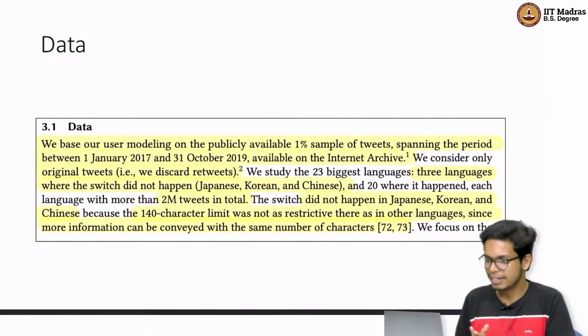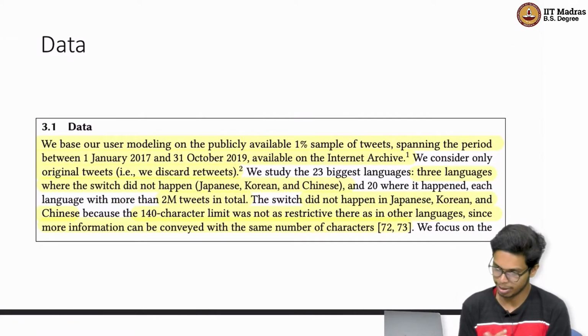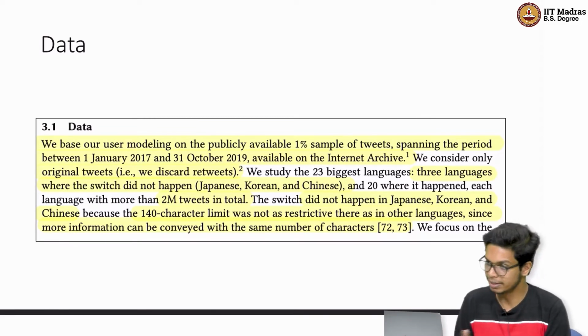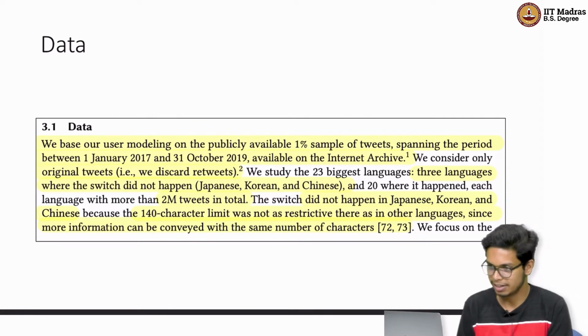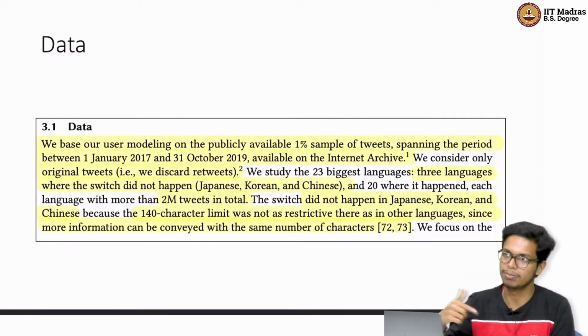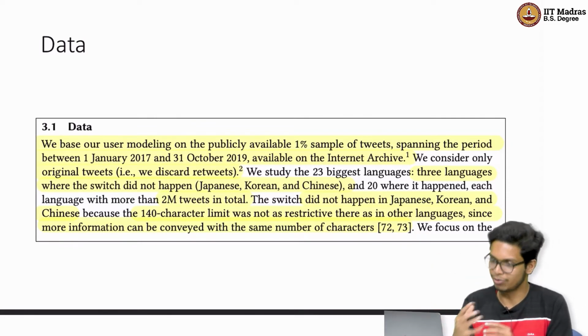So concerning the data used by the researchers of this paper, they collected the public dump of 1% sample tweets from the sample API between the period 1st January to 31st October 2019. And if you see, if you read in the highlighted screenshot, they only concern original tweets. They discard the retweets because, again, if you look into the biases that these platforms can manifest, redundancy was one of those biases we read about, right?